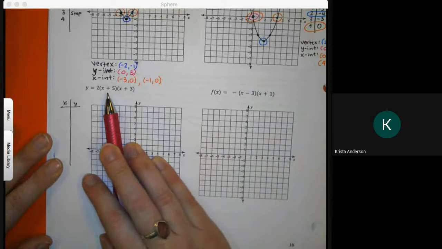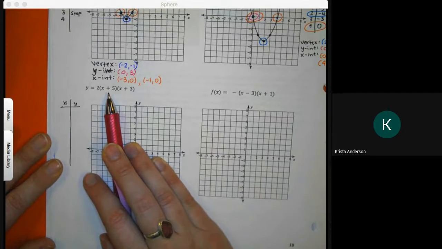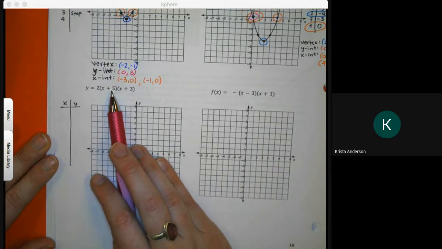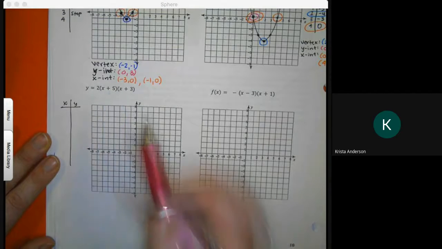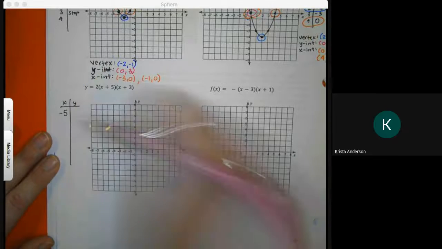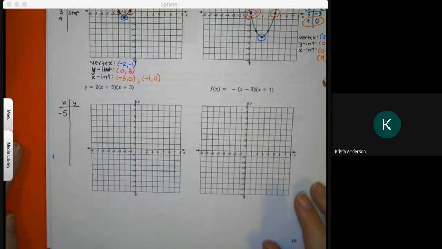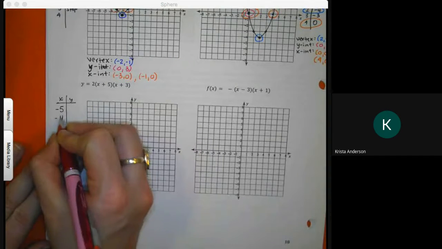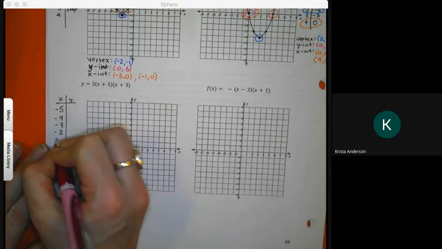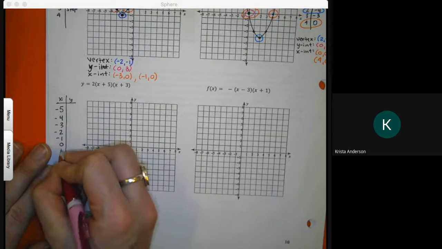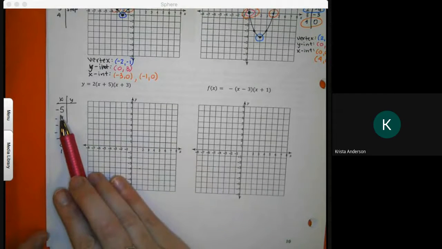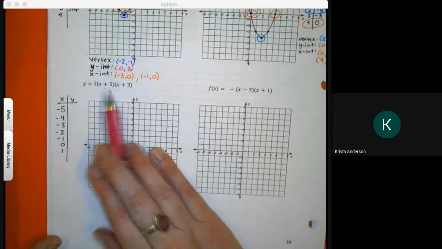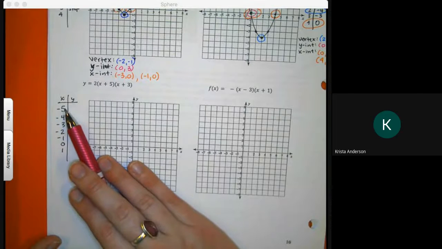What would make this become a 0 if I plug it in? What +5 makes a 0? A -5. So I'm going to start at -5, -4, -3, -2. The reason I started with -5 rather than my -4s is because this bigger value, I want to make sure I find what it equals.